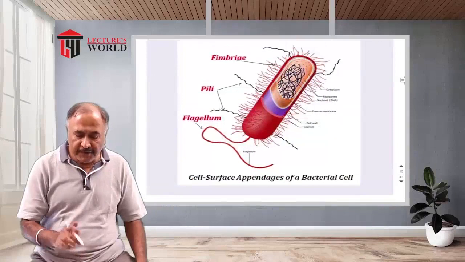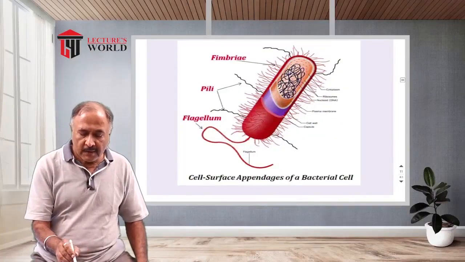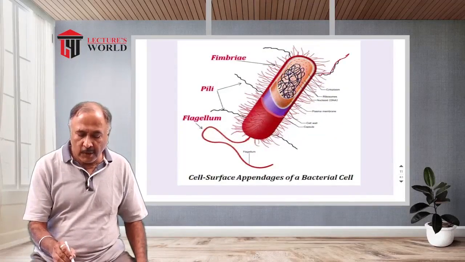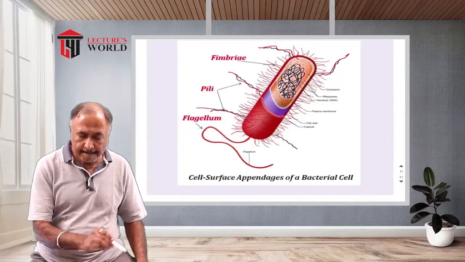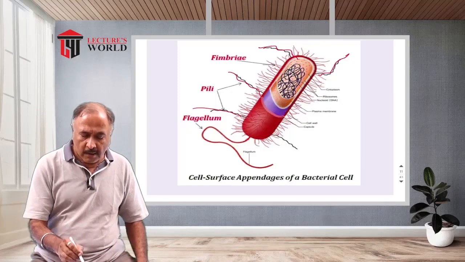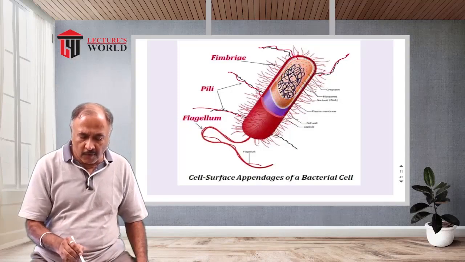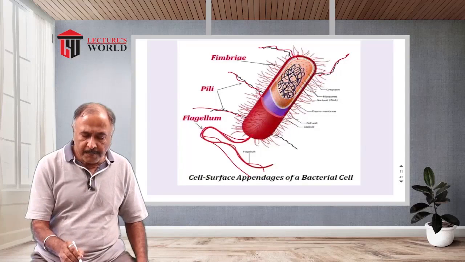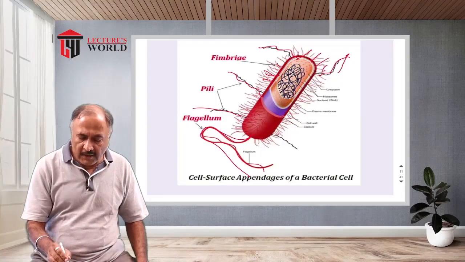You can see the difference here. These black colored structures shown here are flagella. They are long. Sorry, this one. This is a long flagella. And these are pili, needle-like structures. What are these structures then?